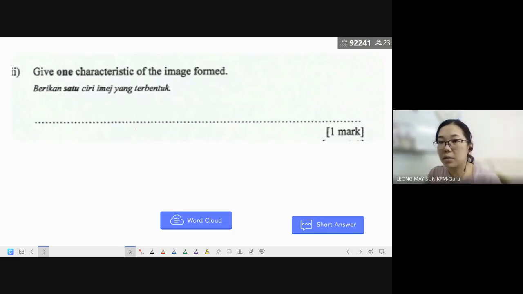All right, so since it's not appearing, can you all please write your answer in the chat box instead of me trying to troubleshoot? All right, so what is the one characteristic of the image form? Real, magnified, good. Some more? Any other answers? Virtual, not really, it's not virtual. Inverted, yes, correct.